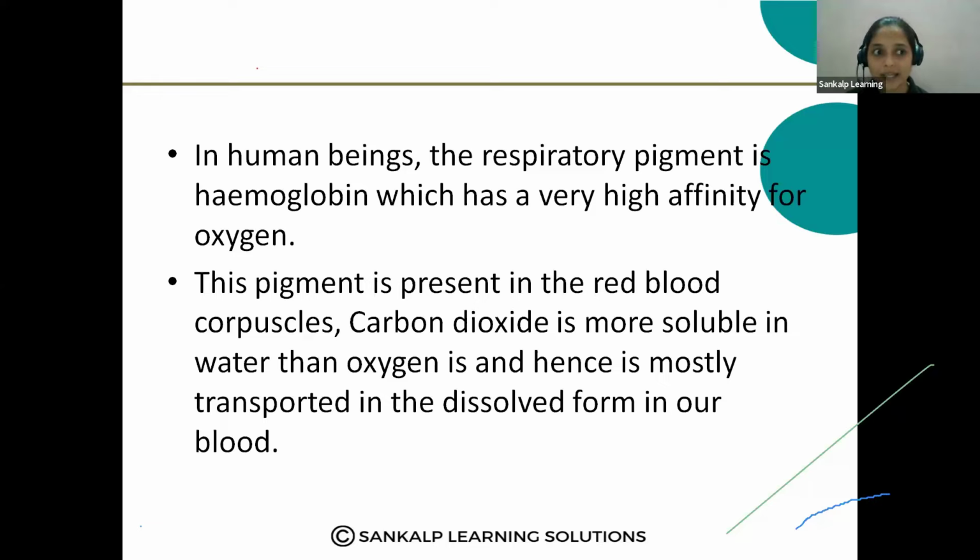I explained that oxygen diffuses into the blood, and carbon dioxide is exchanged in the alveoli. So how does this exchange take place? The carbon dioxide is carried by the blood, but which part of the blood? Carbon dioxide is dissolved in plasma and carried to the lungs. So in the dissolved form, the carbon dioxide is carried.